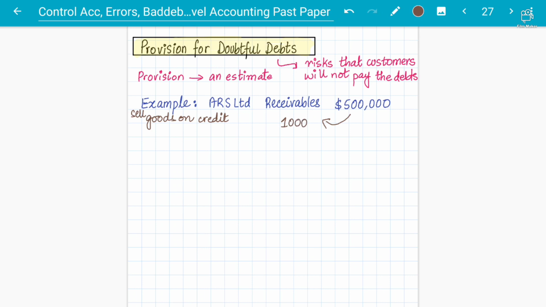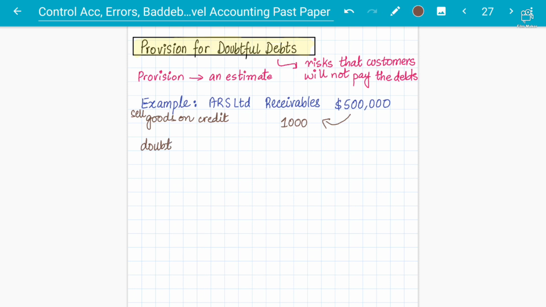So definitely there is a chance. If you think logically and carefully, there is a chance that some of them will not pay the debts. This usually happens in every business. Due to some reason someone goes bankrupt, some are not able to pay, some run away, some don't pick up the phone. So we have 1,000 debtors that make up this amount, and we don't know how many will not pay. So there's a risk, a doubt.